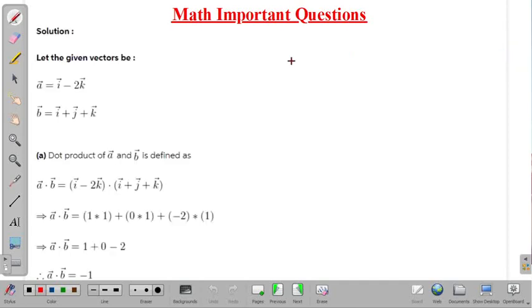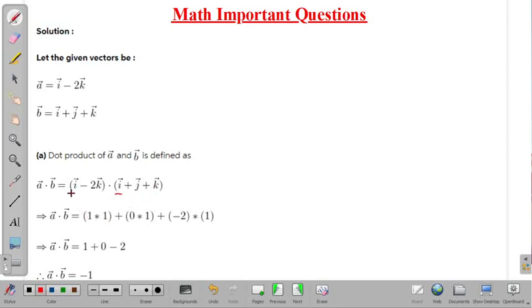Okay, so let the given vectors be vector A equal to i cap minus 2k cap, because the j component is 0, so we have not rewritten that, and vector B we can write as i cap plus j cap plus k cap. To find the angle between two vectors, we know that cos theta is given by vector A dot vector B divided by modulus of vector A into modulus of vector B. So first we need to find the dot product of vector A and vector B.